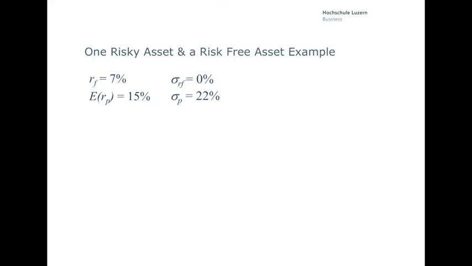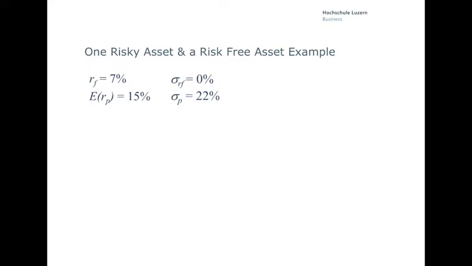One risky asset and a risk-free asset example. Now let's examine the risk-return combination available to investors once the properties of the risky portfolio have been determined. This is the technical part of capital allocations.